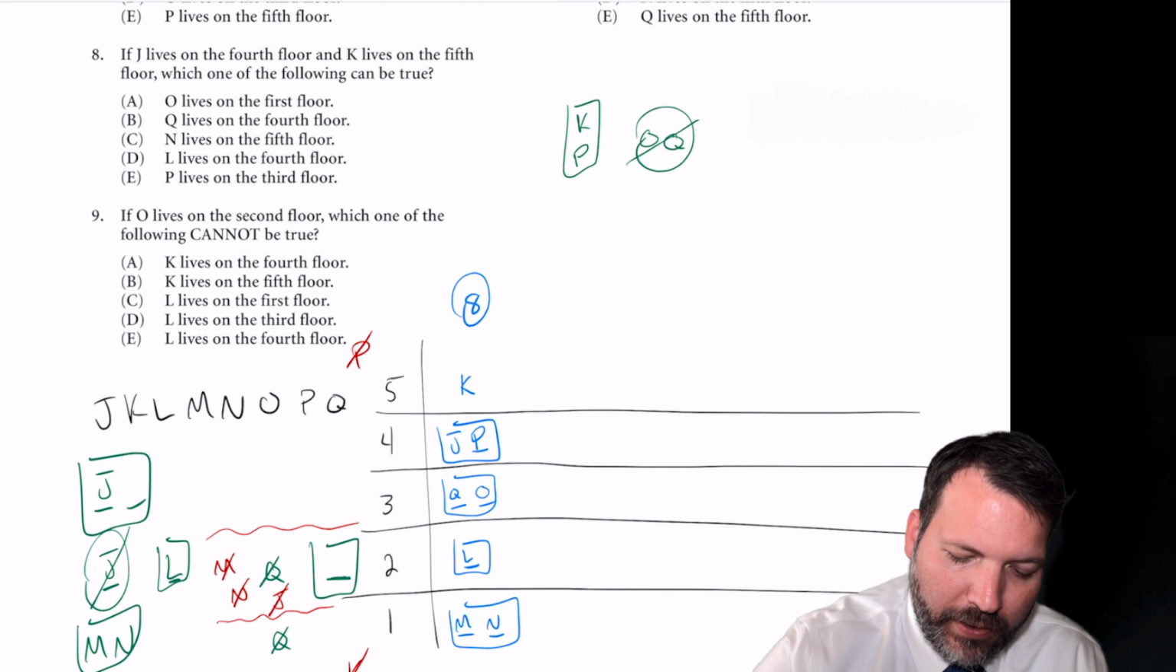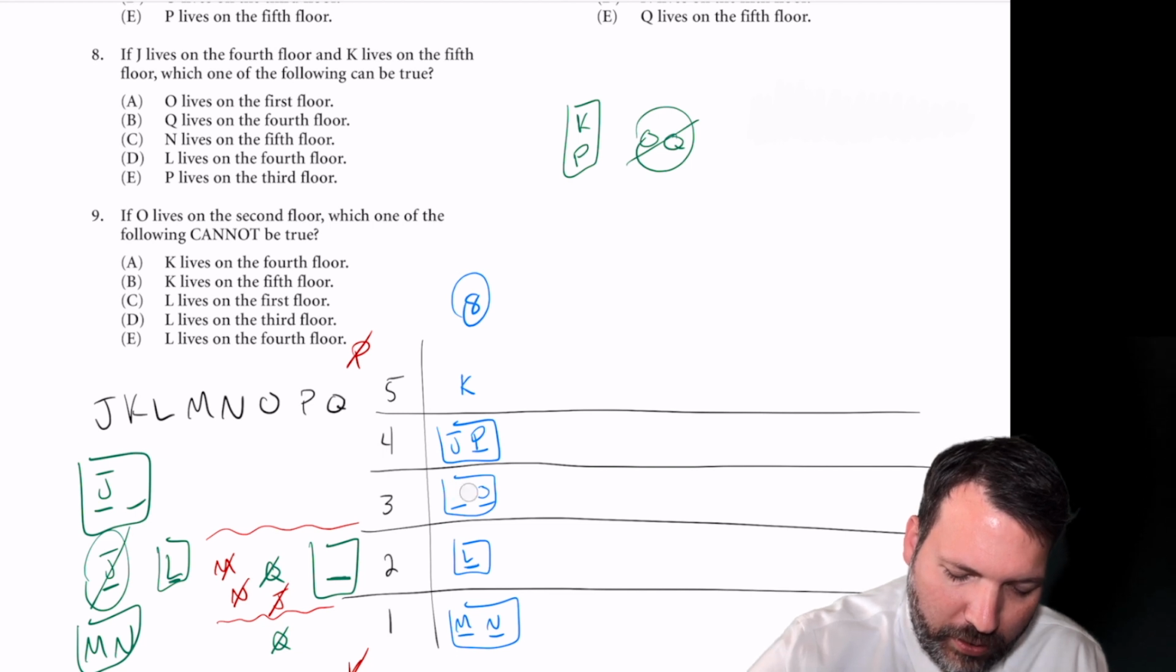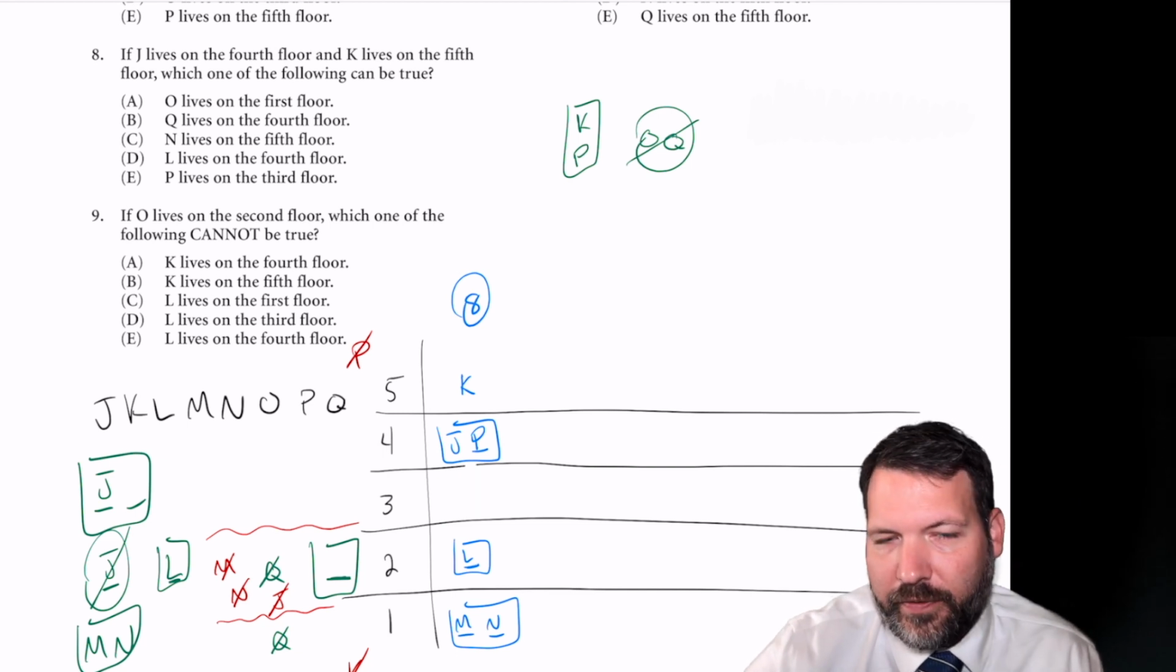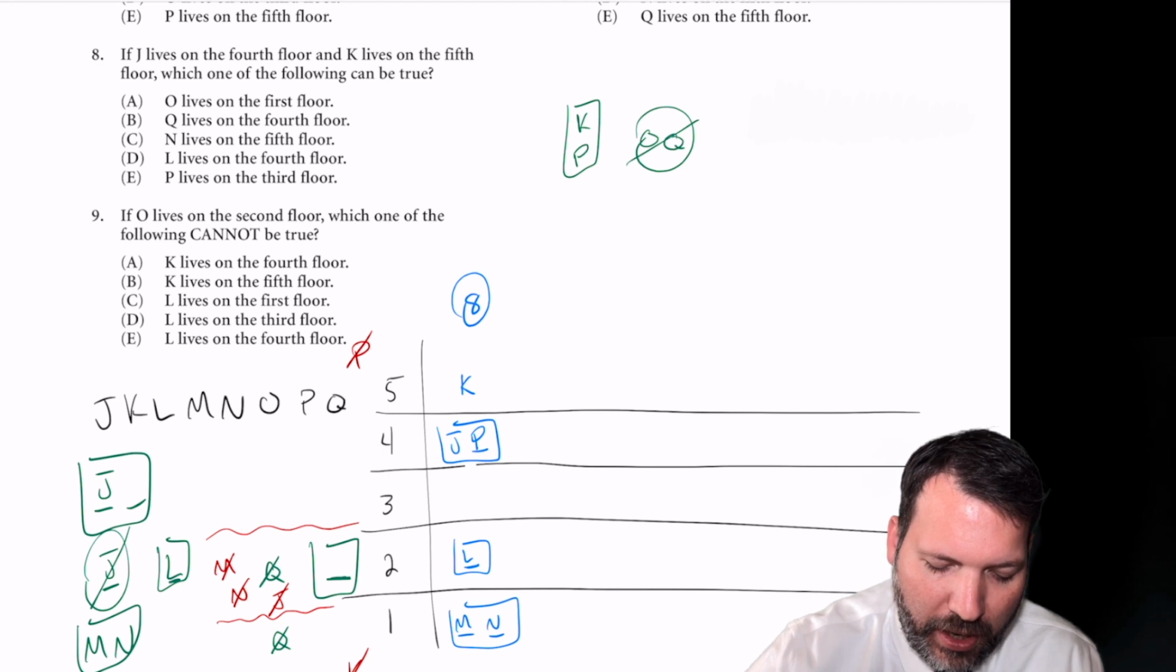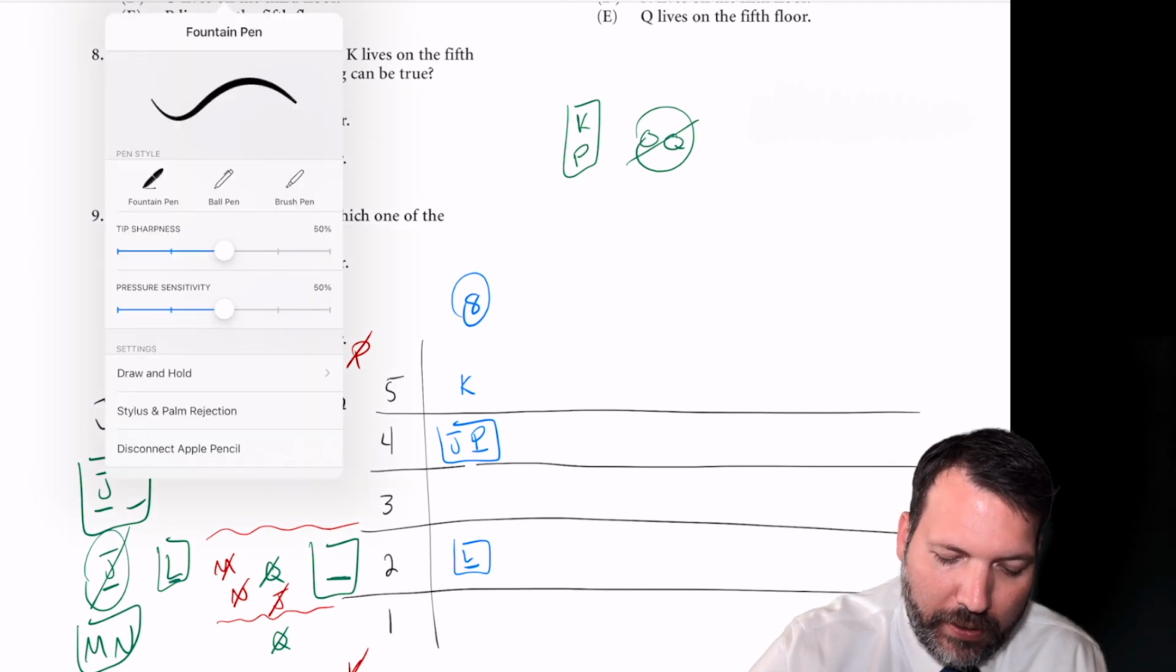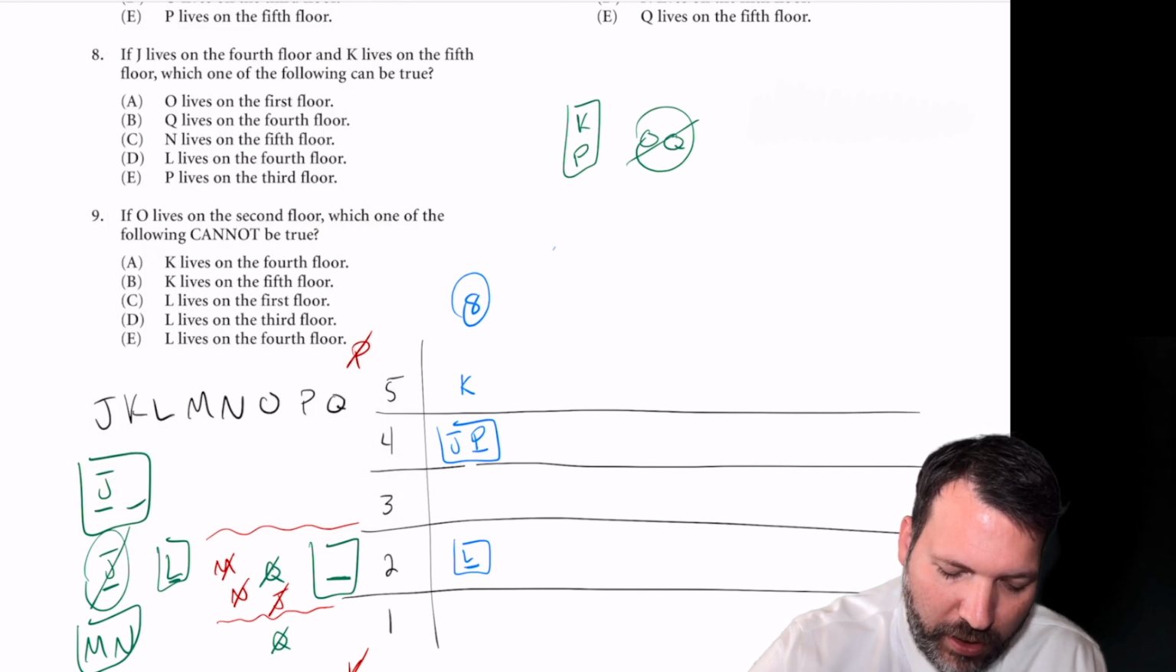Okay. I think I've got it. Back over here, when it says K lives on the 5th floor, that does not mean K is the only one to live on the 5th floor. Okay, so K is definitely above P. And so the 4th floor is done. It's got to be JP.